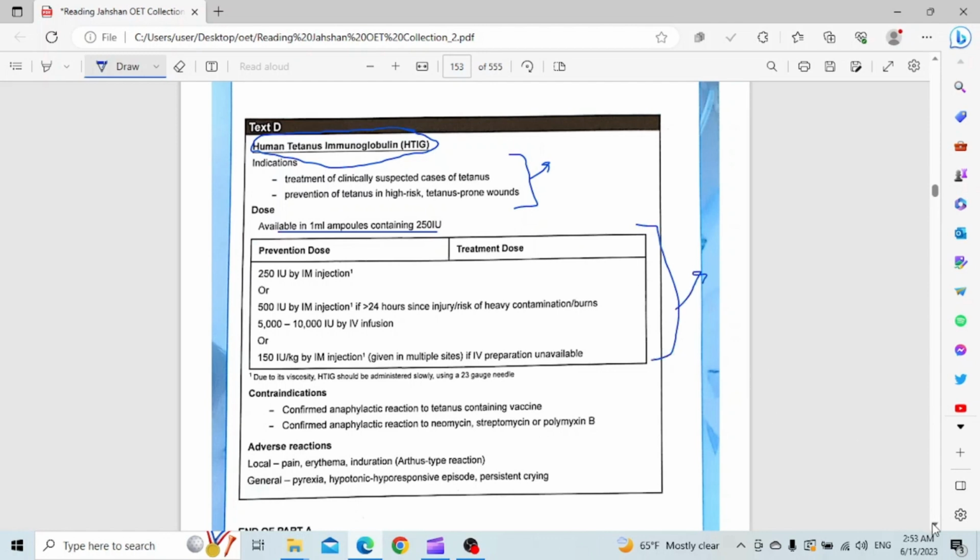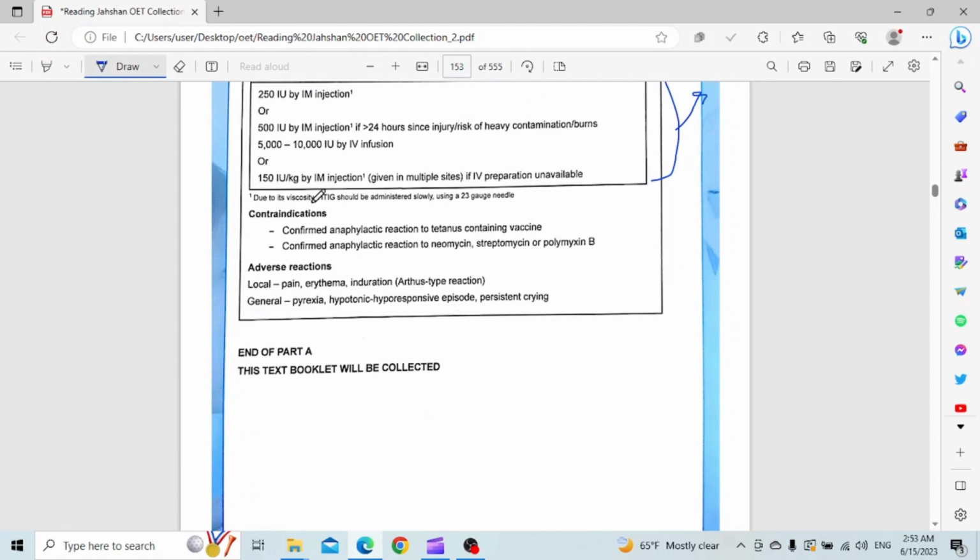Then you go beneath, and you should not even skip this. This is very super important. They always play on that. They always play on your sight. Sometimes they just bring it in very small letters so that you can skip it. Due to its viscosity, HTIG should be administered slowly using a 23 gauge needle. Contraindication, you can give it contraindication of HTIG and adverse reaction of HTIG. This is very super important.